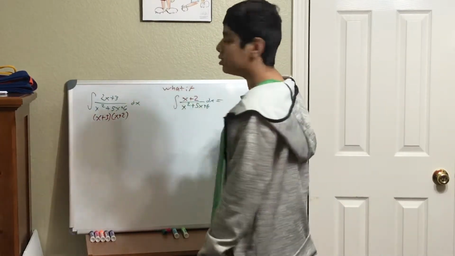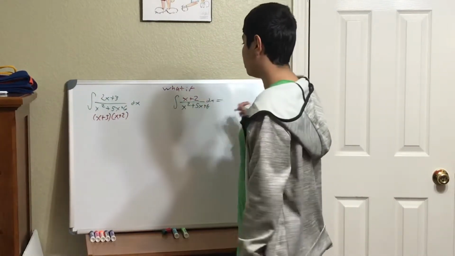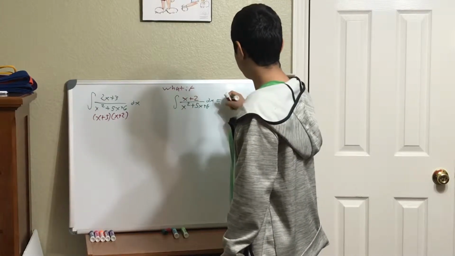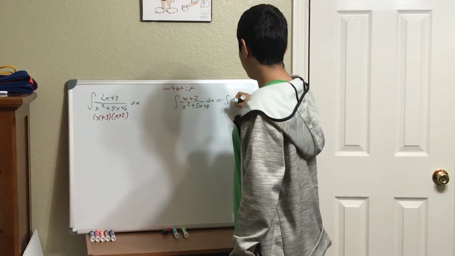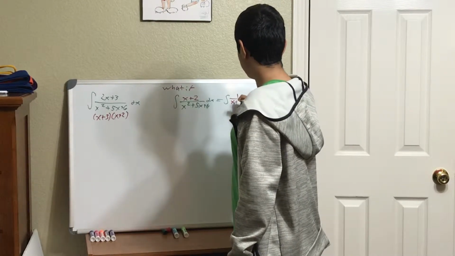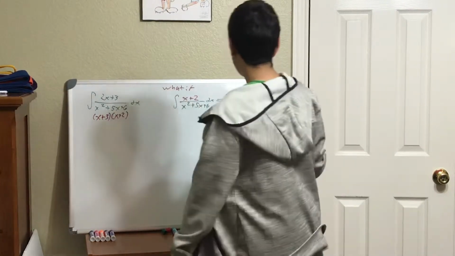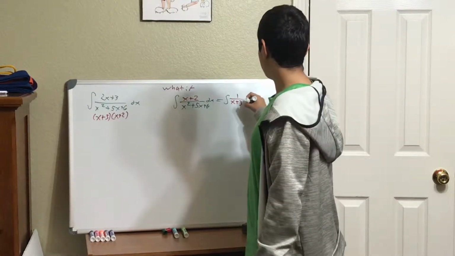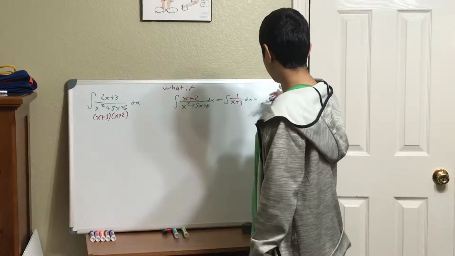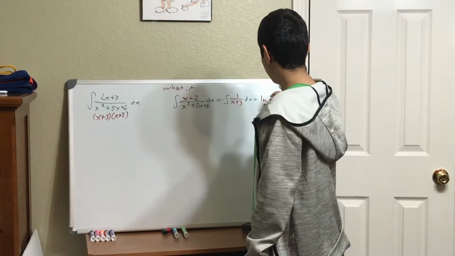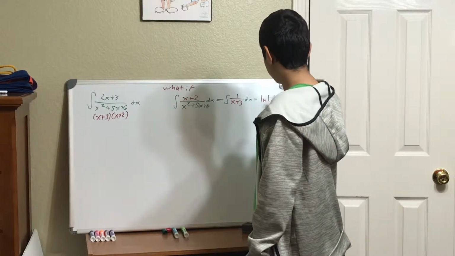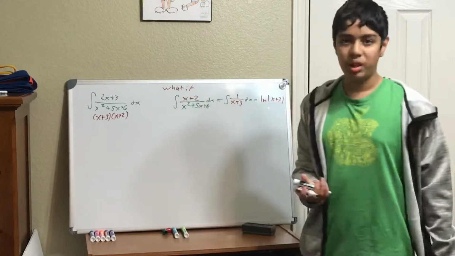We could just use u sub. Like we could cancel it out, so we'd get what? The integral of 1 over x plus 3 on the bottom, because those cancel out. And then this is, of course, equal to what? ln of x plus 3. So ln of the absolute value of x plus 3. We won't worry about the plus c for now.